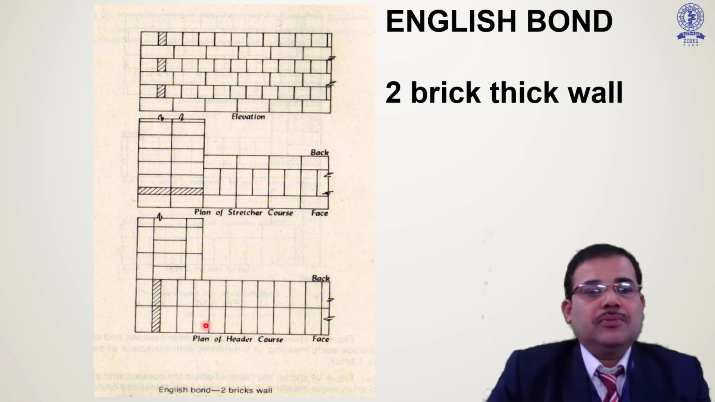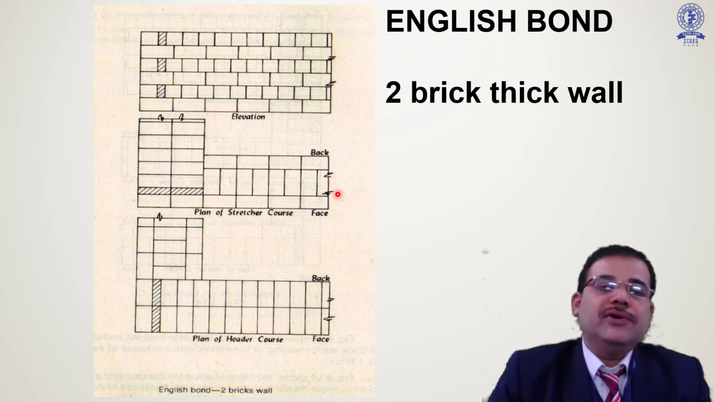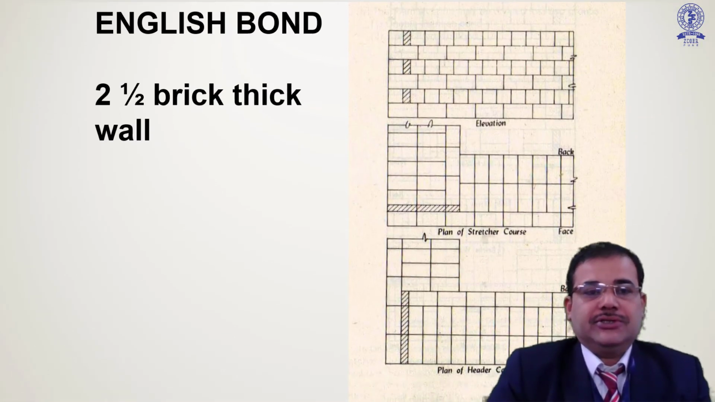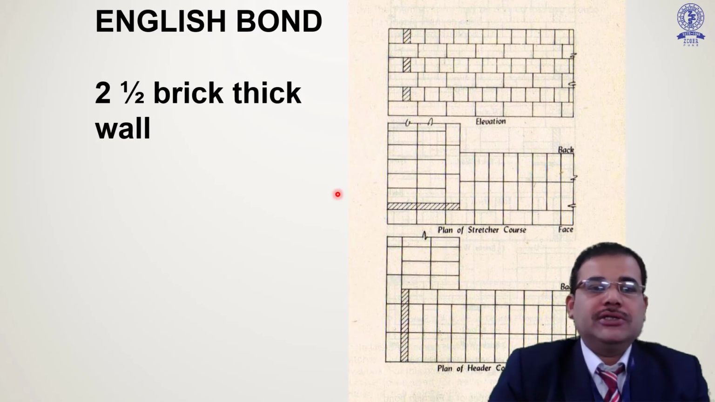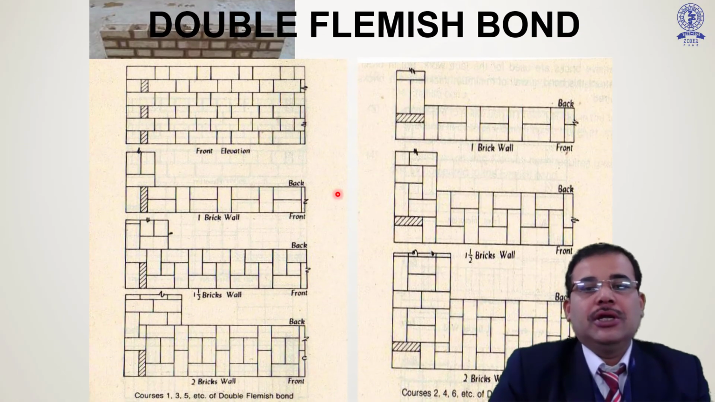So alternately you are providing all headers, and then when it is a case of stretcher, the core of the wall will be filled by the header bricks. This is a case of a 2.5 brick thick wall. This is a typical arrangement where you can maintain the wall thickness at 2.5 brick thick. This is a double Flemish bond.